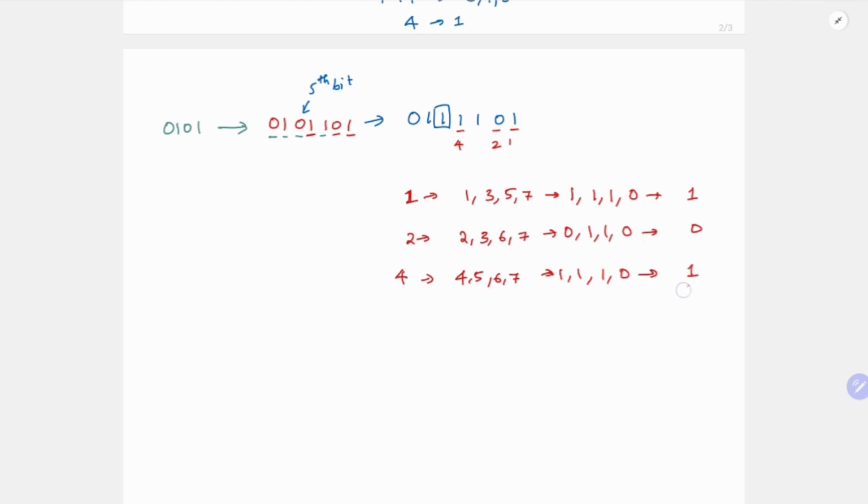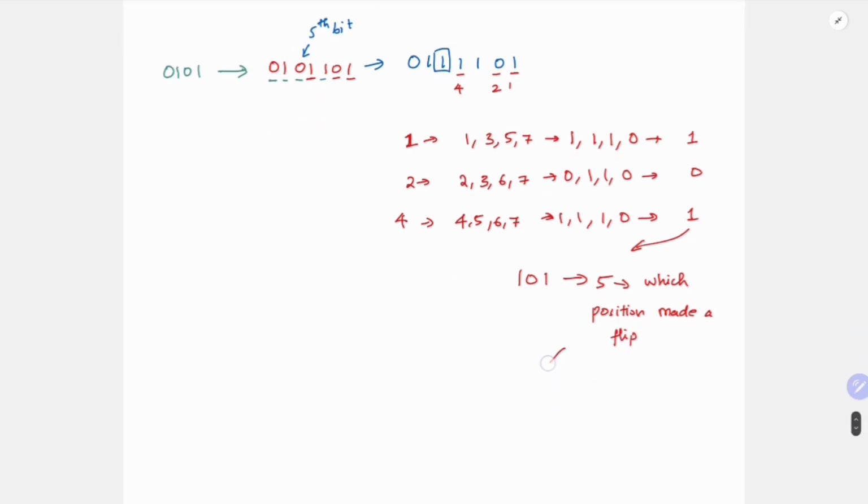Now if you take these bits and arrange them as 1 0 1, this 1 comes here, 0 comes here, 1 comes here. So this corresponds to 5. It shows which position made an error or flip. This error detection is only possible when only one bit is flipped. If more than one is flipped, then this error correction will not be possible.